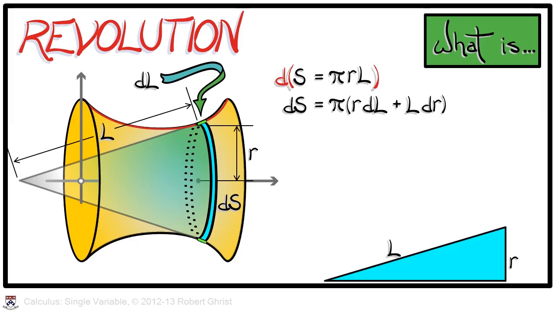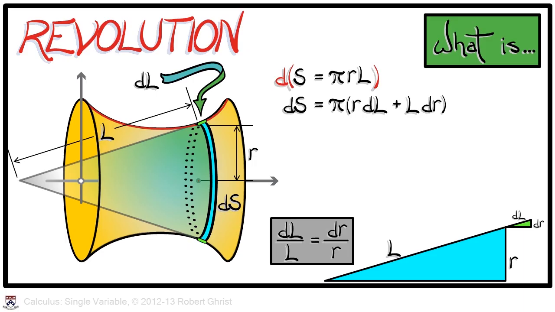Well, consider the right triangle with hypotenuse L and height r. Then, if we extend things a little bit into dL and dr, then, through similar triangles, we can argue that dL over L is dr over r. Cross-multiplying, we see that L times dr is equal to r times dL, and thus we can simplify the surface area element to two pi r dL.